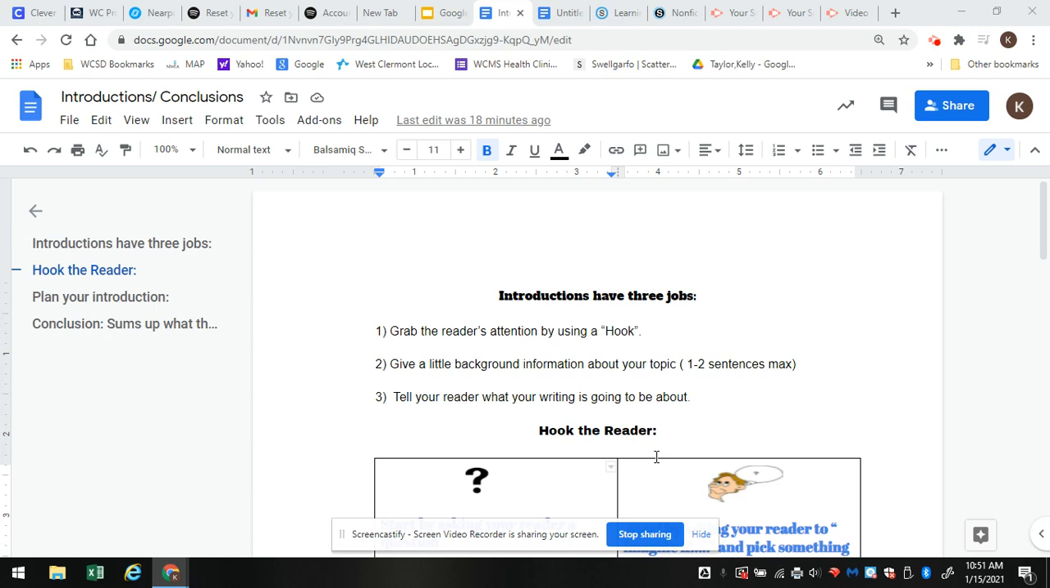Now that you have your body paragraphs drafted, we need to go back and add what I call the buns to the sandwich. You need your introduction and you need your conclusion. So introductions, you should have learned this in elementary school. They have three main jobs.